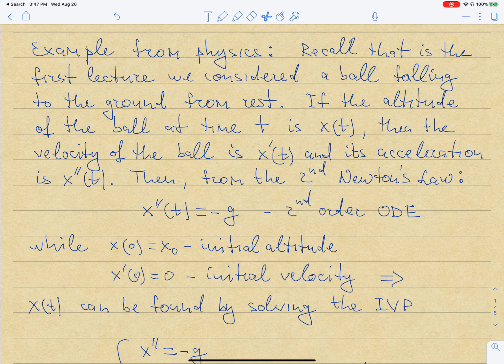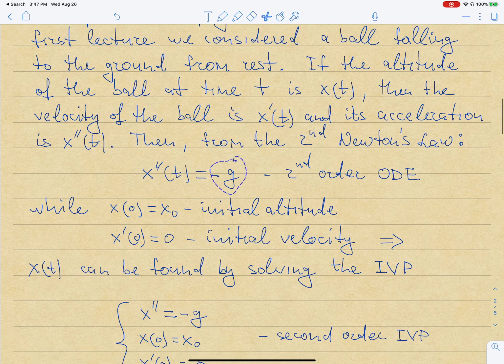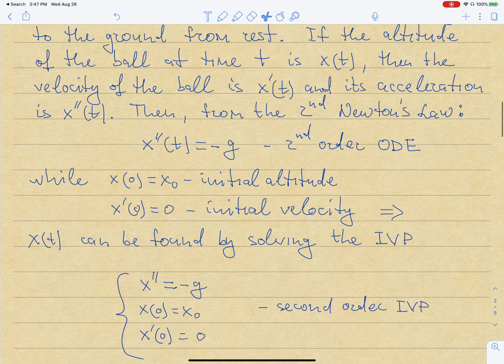And indeed, what we know is that from the second Newton's law, mass times acceleration is equal to the gravity. So in principle, I should have had here mass times x double prime is equal to minus mg, but then m cancels out. So we just have that acceleration of the ball is equal to minus gravitational acceleration.